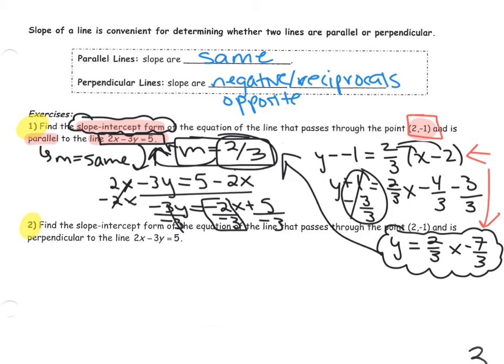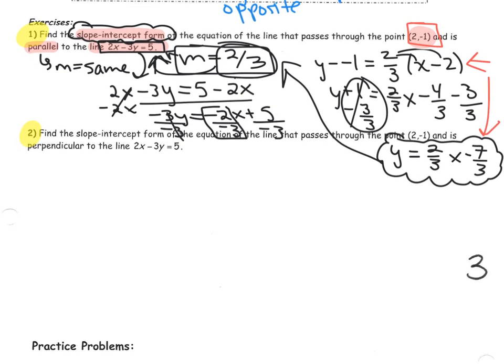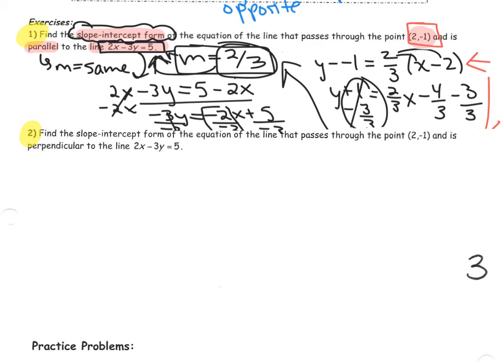For question 2, we want to now find the slope-intercept form of the equation of a line that passes through the point 2, -1, and now it's perpendicular. Okay, so I already got this in slope-intercept form here, so I'm just going to rewrite. We already did this, so they're the same exact problem, just now it wants it perpendicular. So we know we had y equals 2/3 x minus 5 over 3.